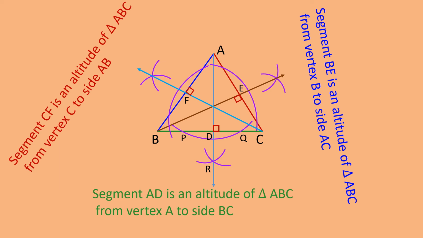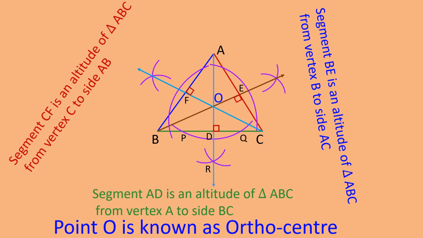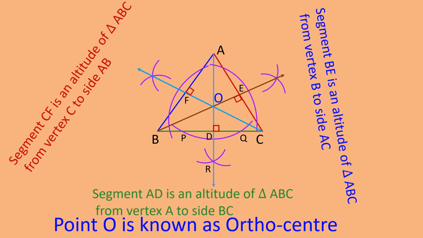You will find that all three altitudes, that is AD, CF and BE, are intersecting at one point. Let the triangle be of any kind, they will intersect at one point which is named as point O, and point O is known as the orthocenter of a triangle. Clear? I hope you have understood.